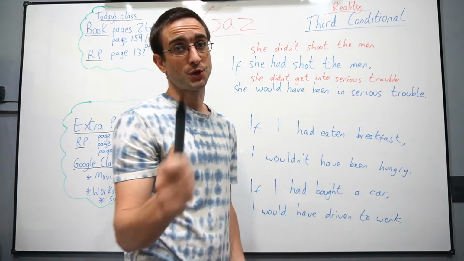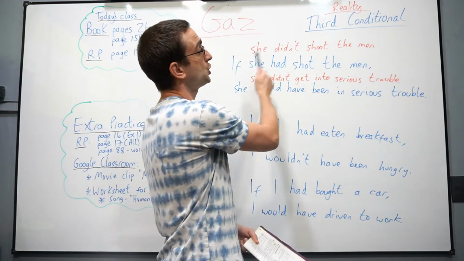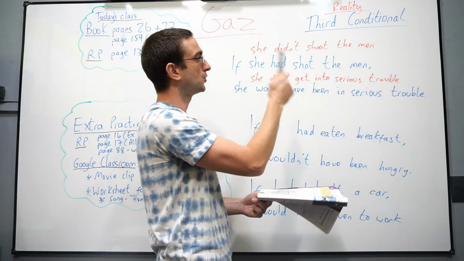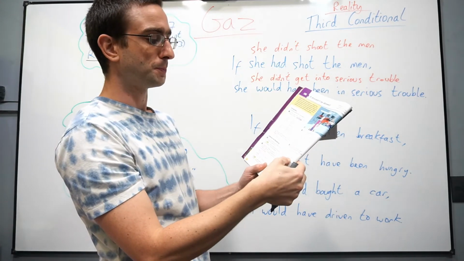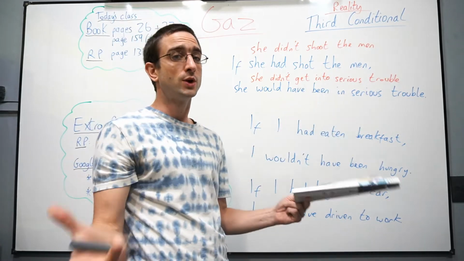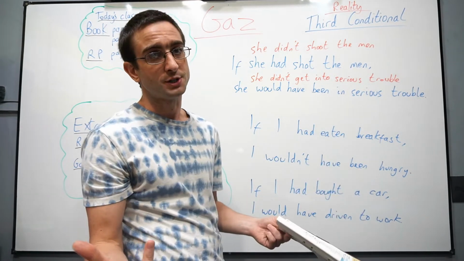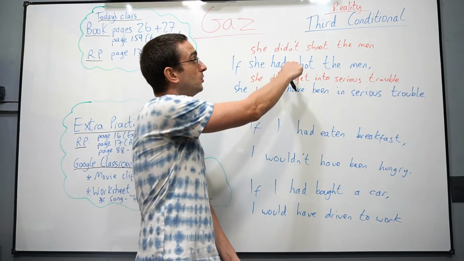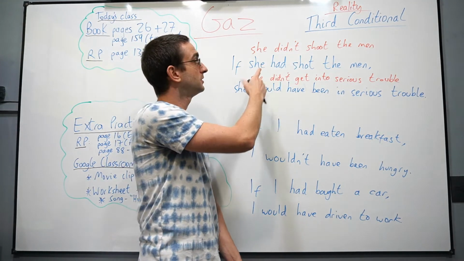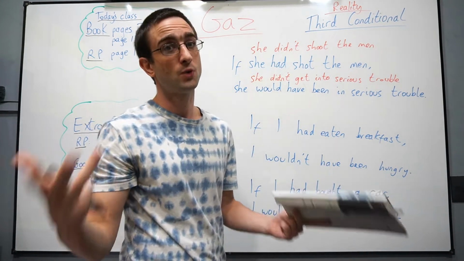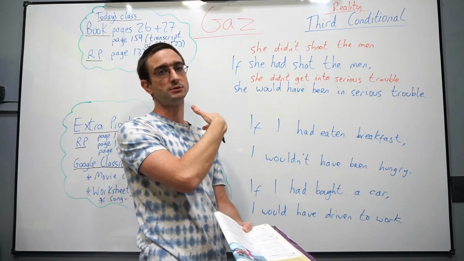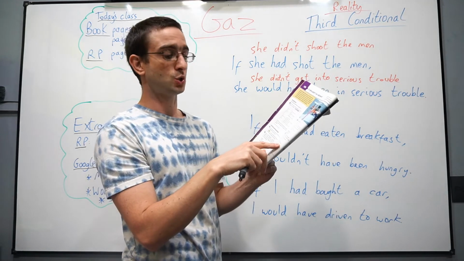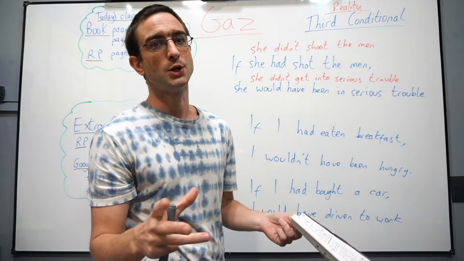The blue is the third conditional. So, the reality says she didn't shoot the men. Third conditional says if she had shot the men. So, when we look at the first option, it says we use this to talk about real situations or imaginary situations. Well, the red is real. The blue is the opposite to the reality, so that's not real, it's the imaginary situation. So, first option, we use third conditional to talk about imaginary situations.